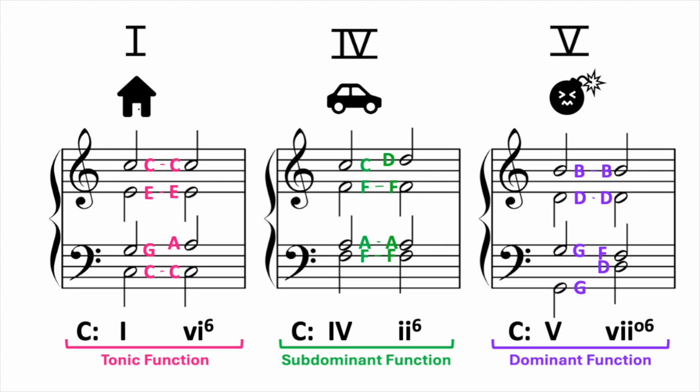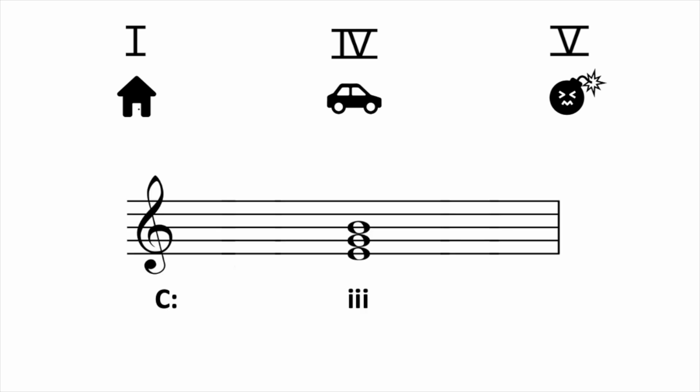As you can see, we have used nearly every chord based on a note of the C major scale here. Chord 1, chord 2, chord 4, chord 5, chord 6, and chord 7. The only chord we haven't used is chord 3. Let's have a look at this chord and see why it doesn't fit into this system.